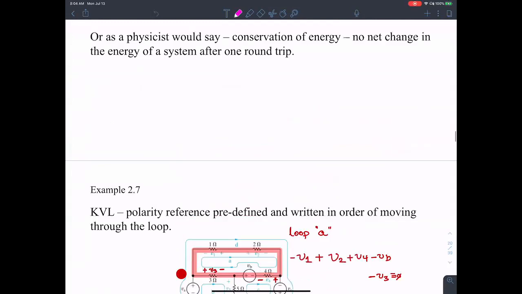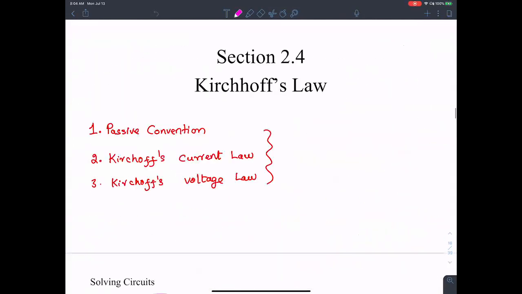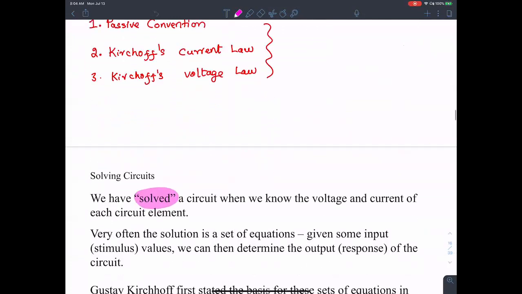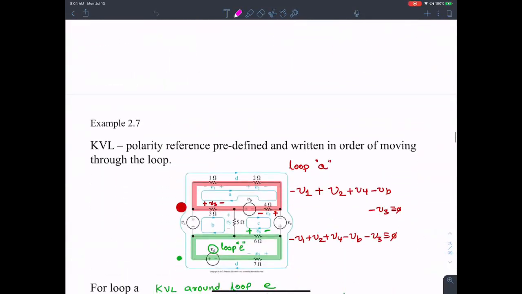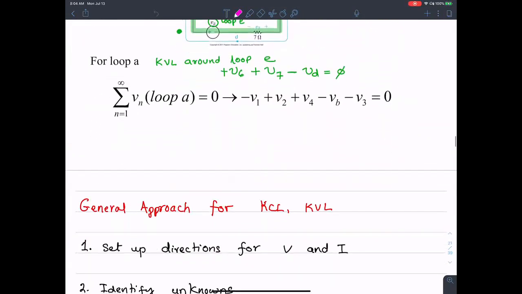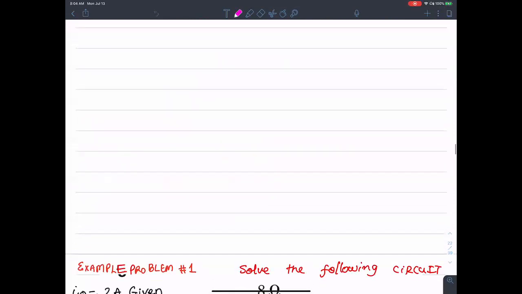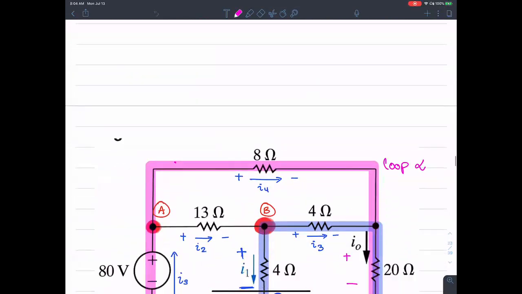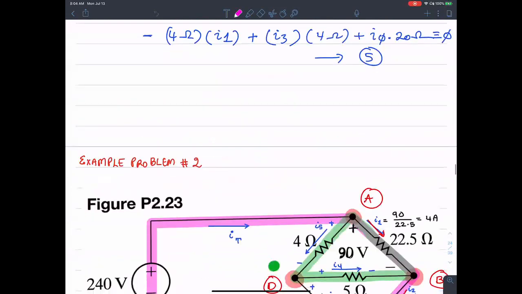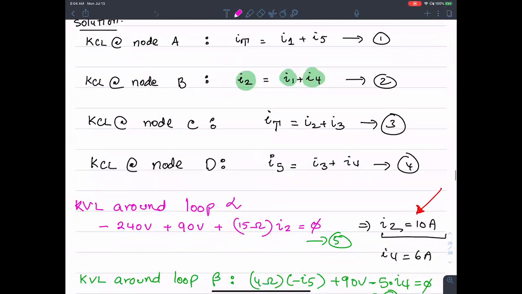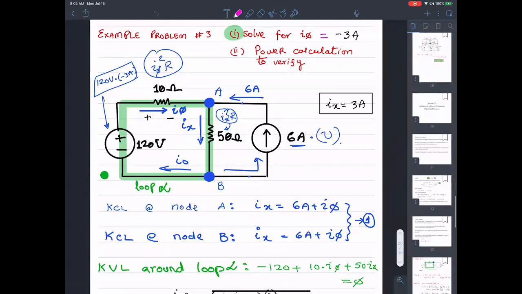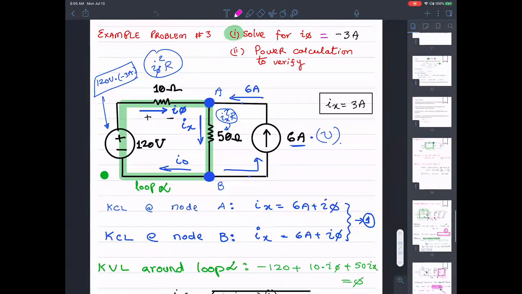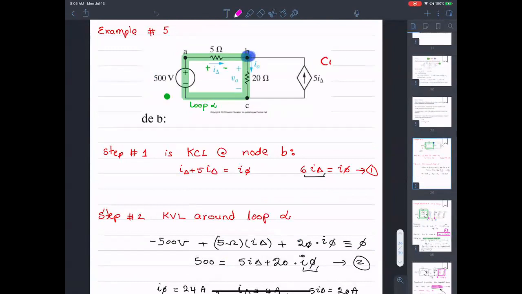So here is the idea. We looked at the three techniques. Let me go back. Passive sign convention, Kirchhoff's current law, and Kirchhoff's voltage law. So we started looking at KCL and KVL and then problems related to that. Then specifically in the last class, we went over the idea of using KCL and KVL over circuits that have dependent current sources. Something like this.